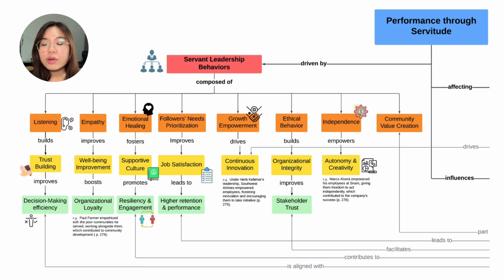And then third, we're going to talk about emotional healing. Emotional healing fosters a supportive culture, which promotes resiliency and also engagement. Next, we're going to talk about prioritization of followers' needs. This can improve job satisfaction of the followers, which therefore leads to higher retention and also performance.